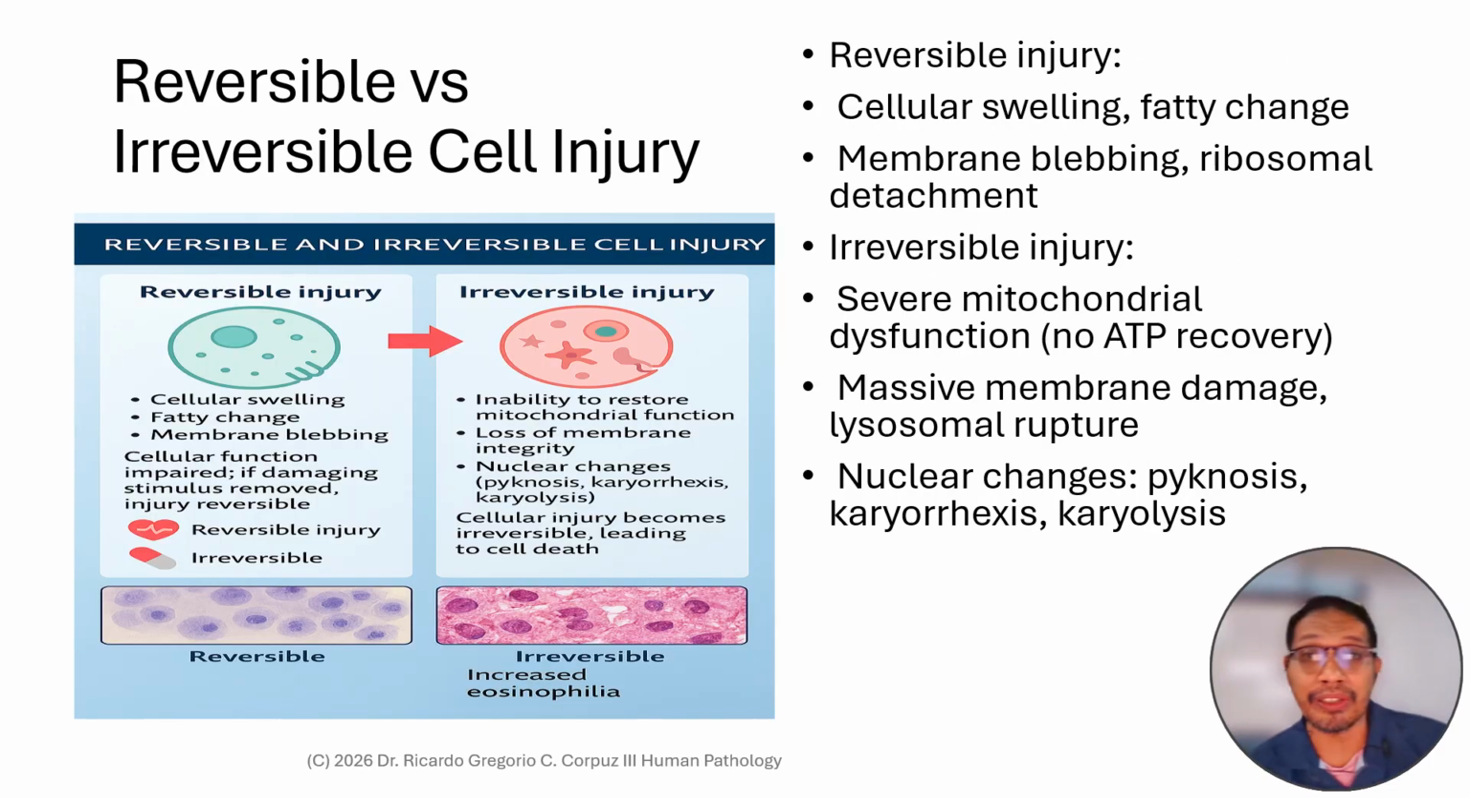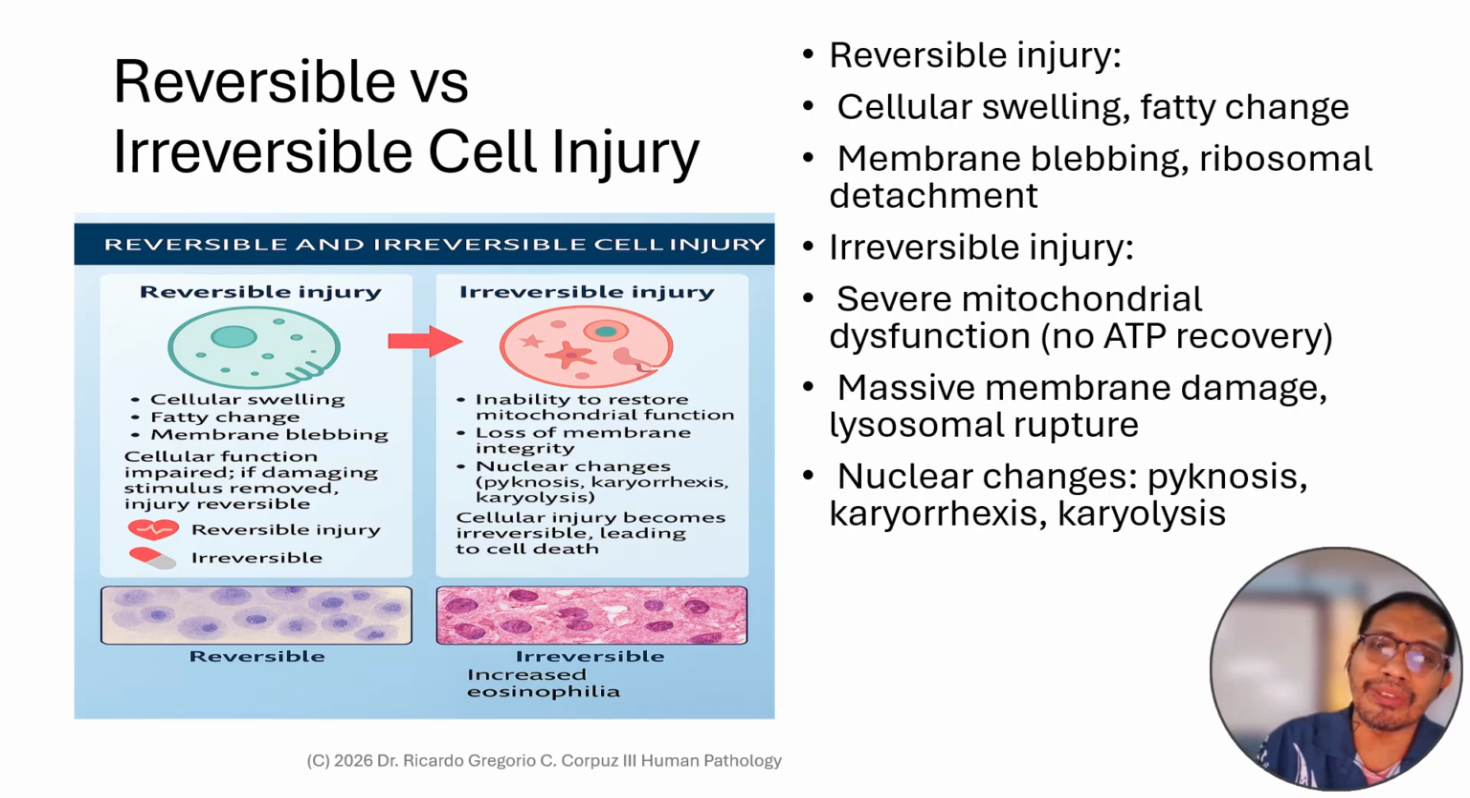Now, reversible versus irreversible cell injury. I would like to highlight one of the most important concepts in general pathology, the idea of the point of no return. In cell injury, this is the threshold beyond which a cell cannot recover, no matter how quickly or effectively the original stressor is removed. Understanding where the point lies and what marks the transition is essential for interpreting laboratory findings, imaging, and histologic changes in real clinical scenarios. So let's begin with reversible injury.